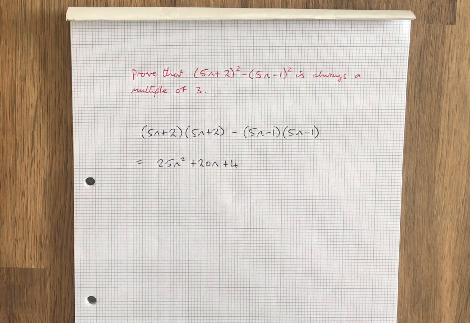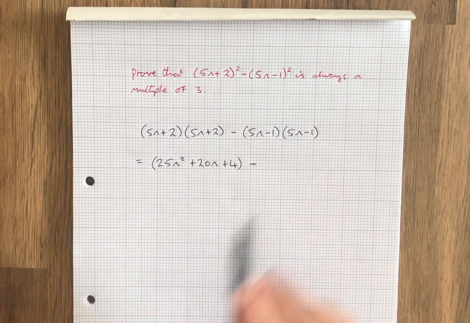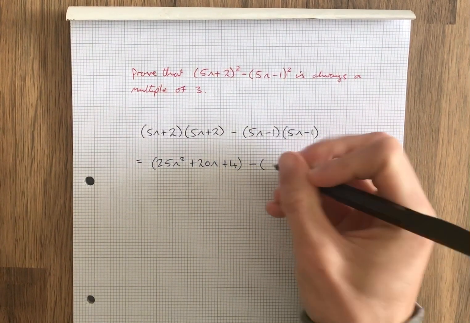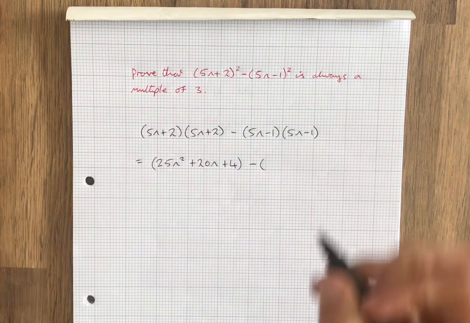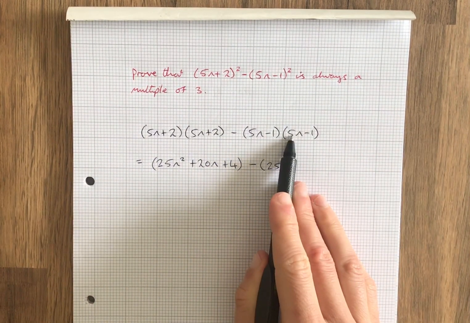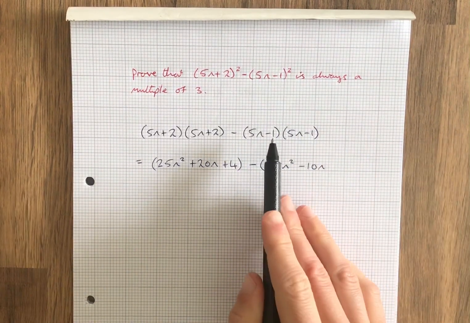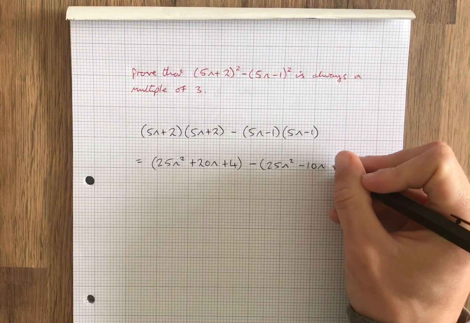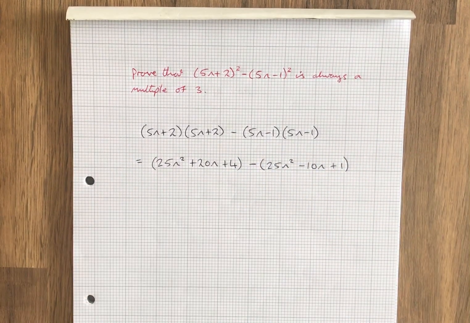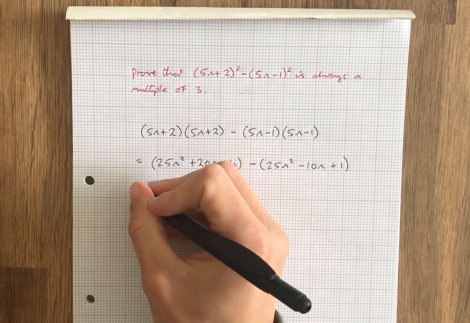And then we're going to take away from this the product of these two brackets. And if we times those two together, we'll get the same. 5n times 5n is 25n squared. We're going to get minus 5n minus 5n, which will be take away 10n. And then negative 1 times by negative 1 will be plus 1. So that's what we're left with. And we're looking at taking this away from what we've got here.